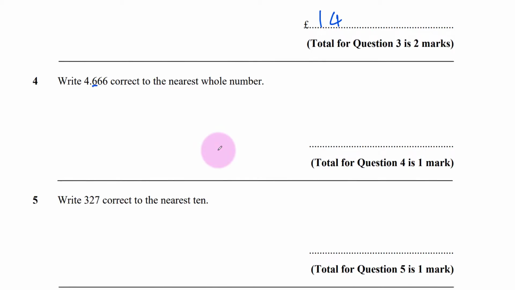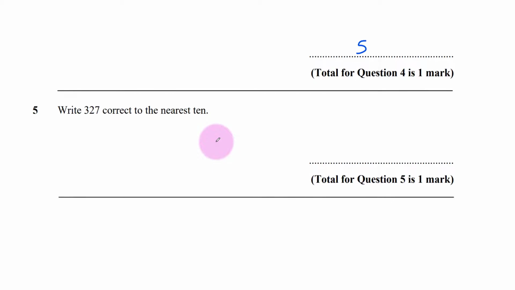Write this to the nearest whole number. Look at the next number. It's 5 or more. So it rounds up. So that's going to be 5. To the nearest 10, this number is 327, right? So to the nearest 10, is it nearer to 320 or 330? And then you know it's 330, so it's 330.